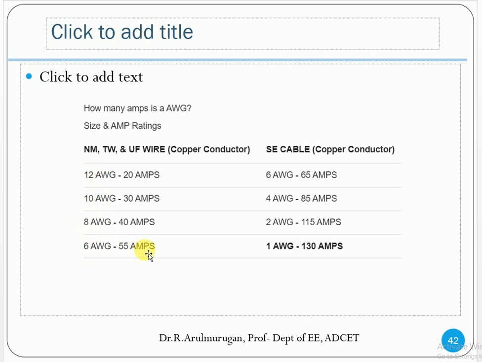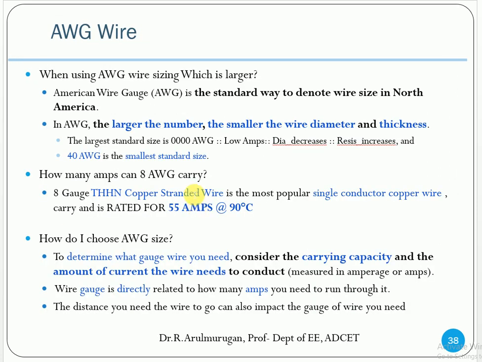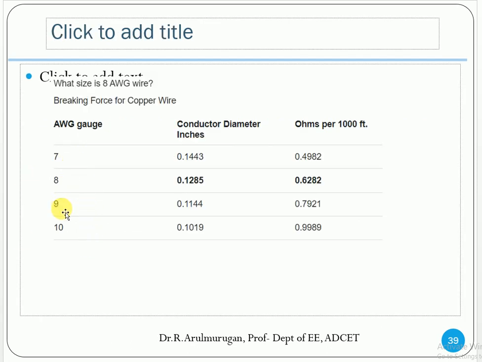So it is amps rating. What about that one? When it is reduced, the amps rating increases. When you increase that one, what will happen? The amps rating decreases. And the next one, when you decrease, the amps rating increases.